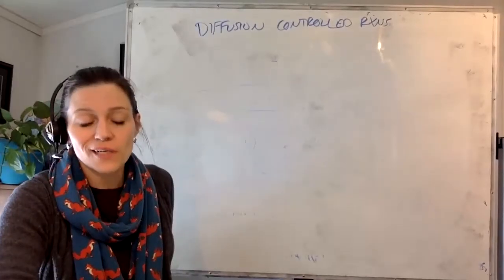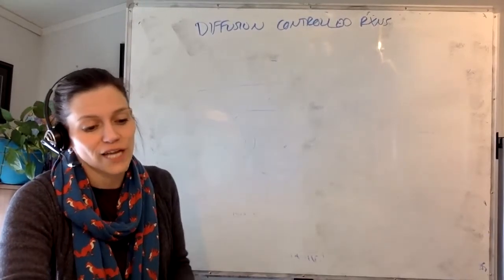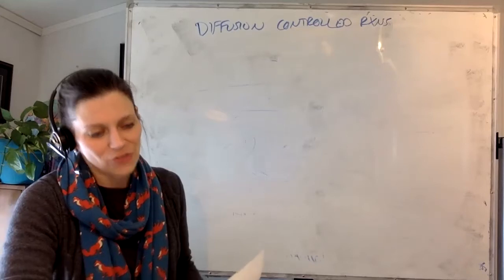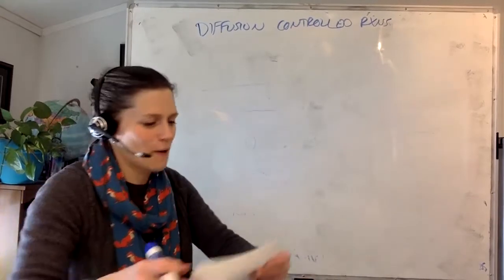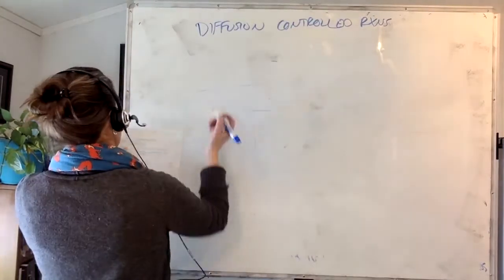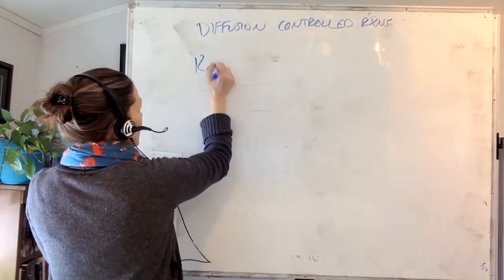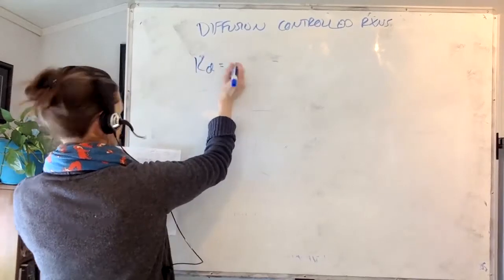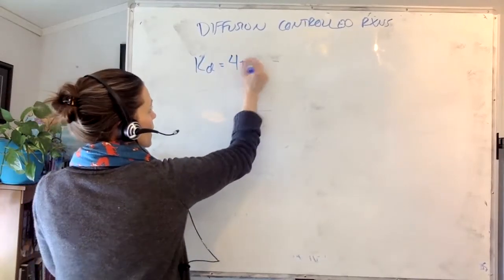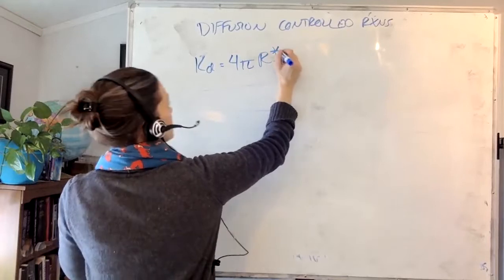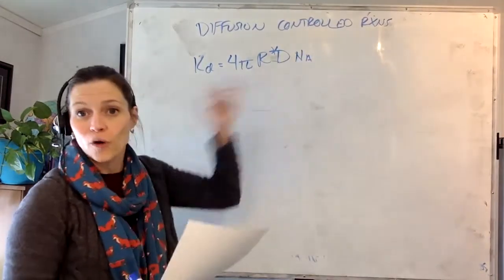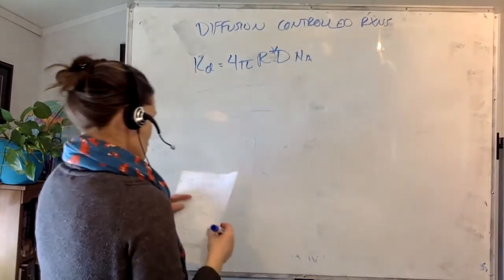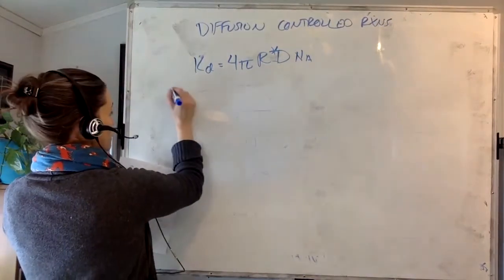Okay, so now I'm going to talk even more about diffusion controlled reactions and explain how the rate constant K depends on even more things that you need to take into account. So you have KD, the diffusion controlled rate constant, equal to 4 pi R star times D times NA. Okay, what are all these symbols? Let's break them down.